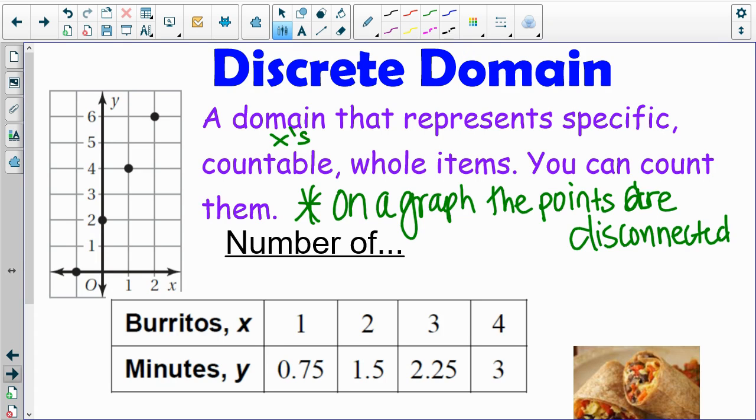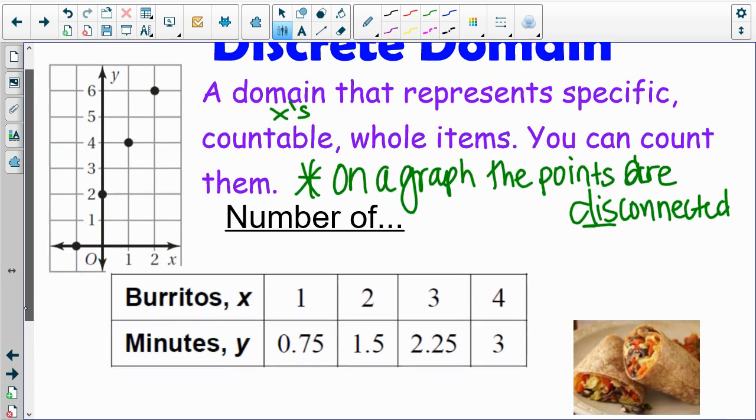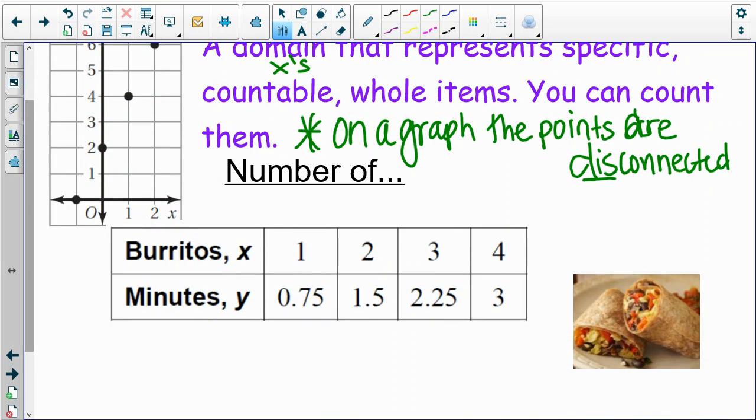That's how you'll know if you're looking at a graph, you automatically know if the points are separate, specific points, and not connected, they're disconnected. That's a discrete domain. If you know the function in words, if they don't give you a graph, you focus on what the x's represent. If it's something that's whole or countable, that's going to be discrete.